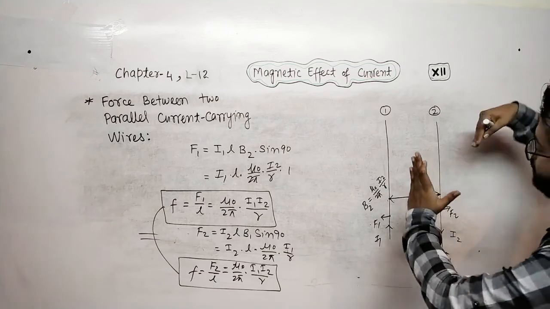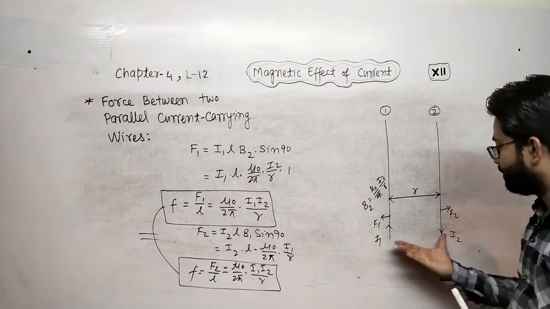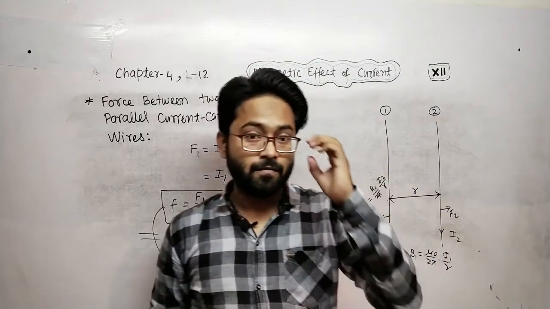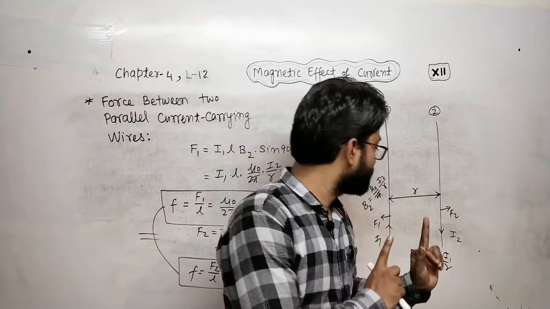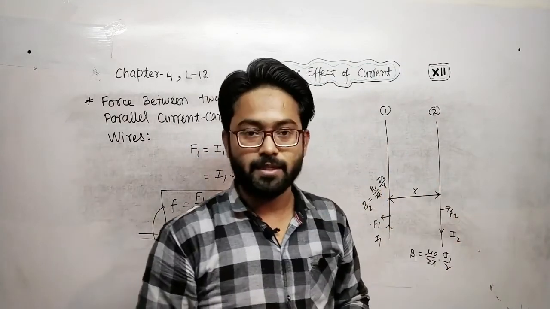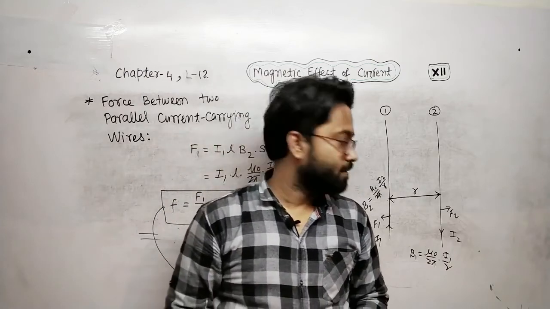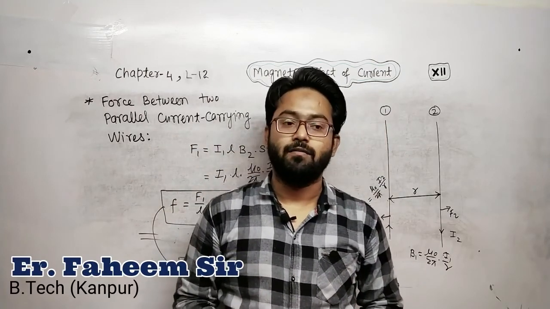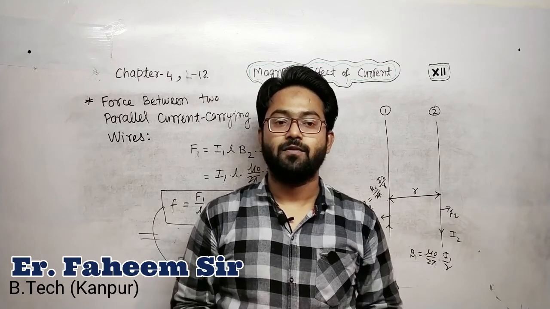If the wires have anti-parallel currents, then the force will be repulsive, and if the wires have current in the same direction, meaning parallel currents, the force will be attractive. Hope you are getting it, and thanks for watching this video.